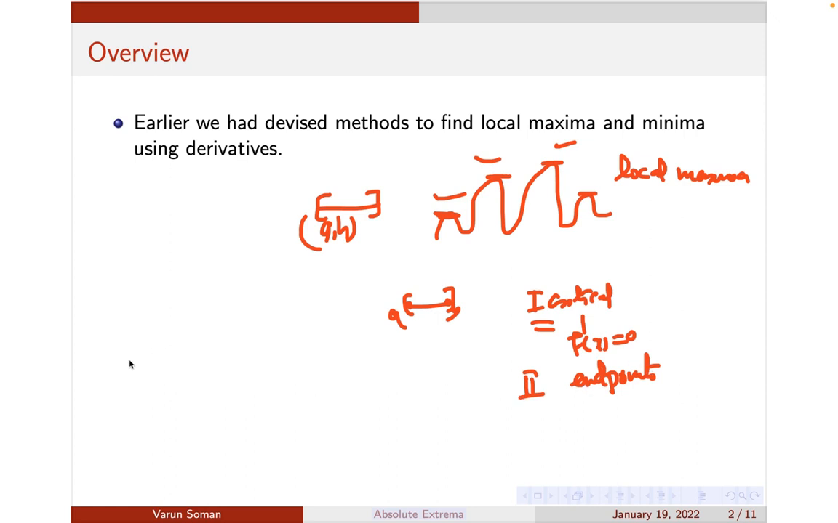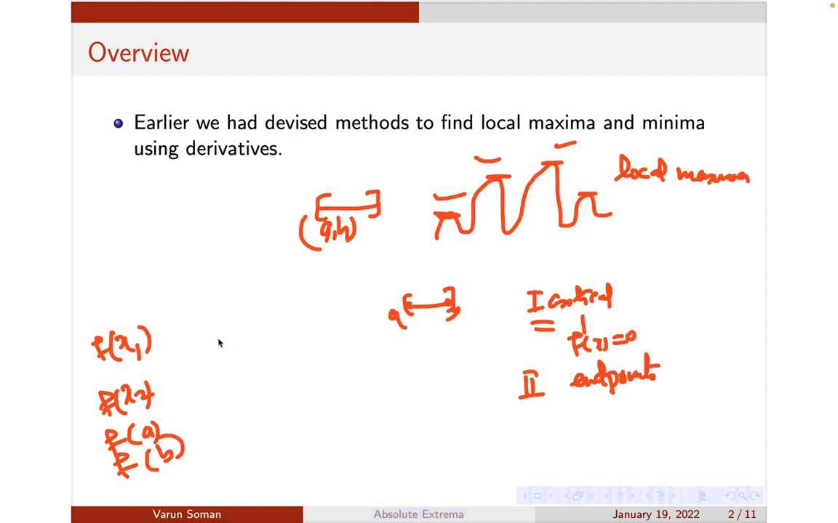Then you will be making a table like this. Suppose x1 is your critical point, you will find f of x1, and if x2 is a critical point, you will find f of x2, and suppose a and b are the endpoints, you will find f of a and f of b. Out of these, the maximum would be the absolute maximum, the minimum would be the absolute minimum. This was the case which we had done in one variable case. So the same method will be done here also.